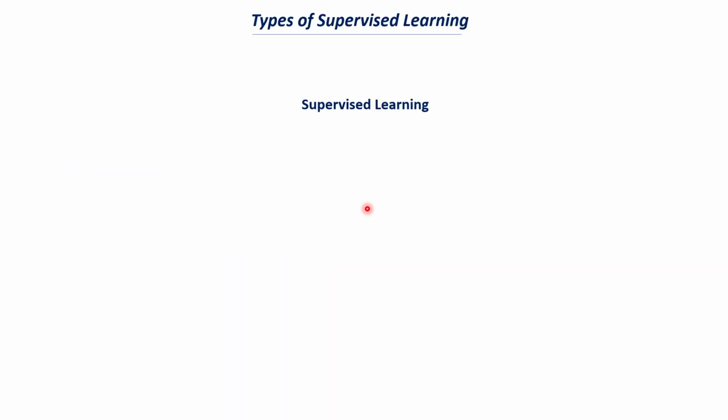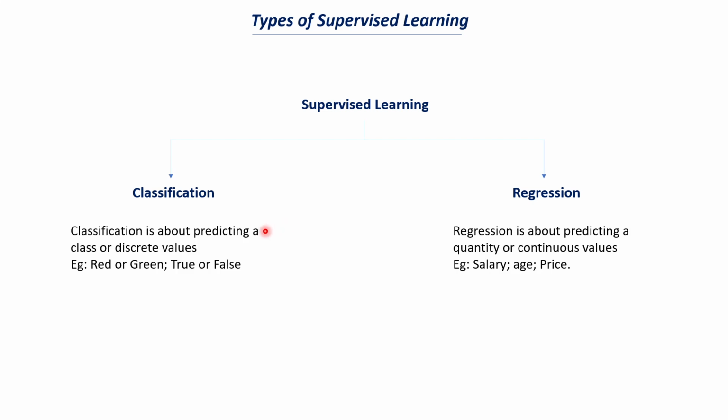So the first thing that we have to discuss here is the types of supervised learning. We have discussed this several times before in our machine learning course. We know that we divide supervised learning into two kinds of tasks: classification and regression. Classification is a problem where we have to predict a particular class or a discrete value, whereas regression is about predicting a quantity or continuous value.